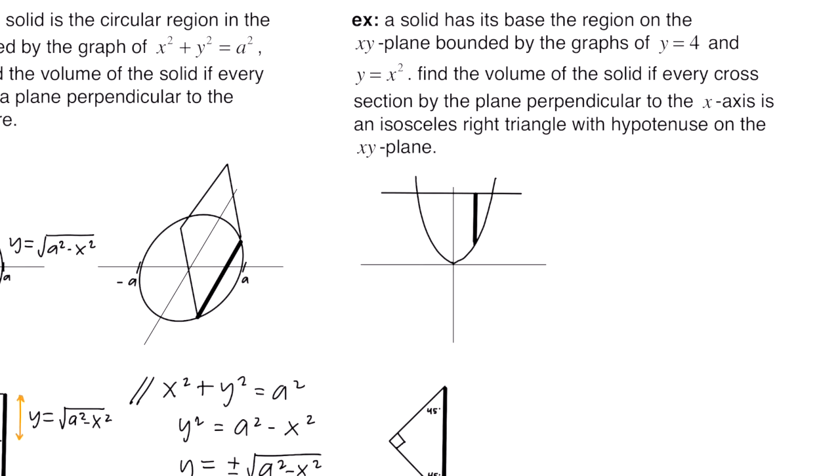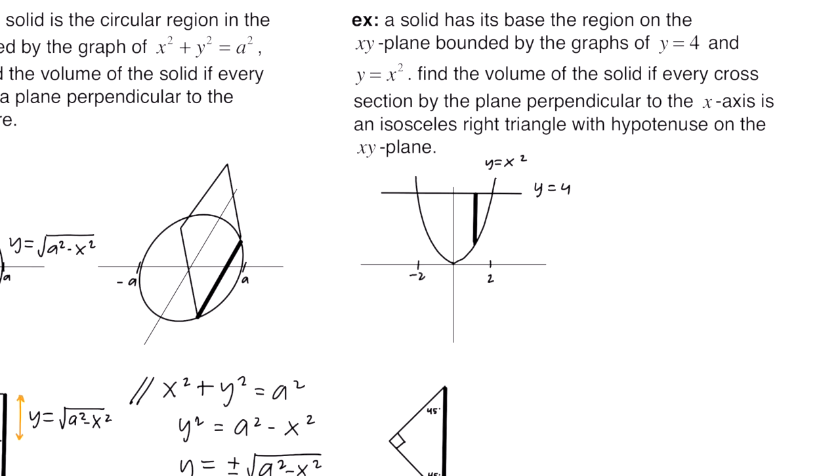So again, we have our base is going to be y equals x squared, bounded by the line y equals 4 right here. And if this is y equals 4 and this is y equals x squared, if we take 4 and plug it in right here, you get 4 equals x squared. So that means x equals 2 and negative 2 is where the graphs intersect.